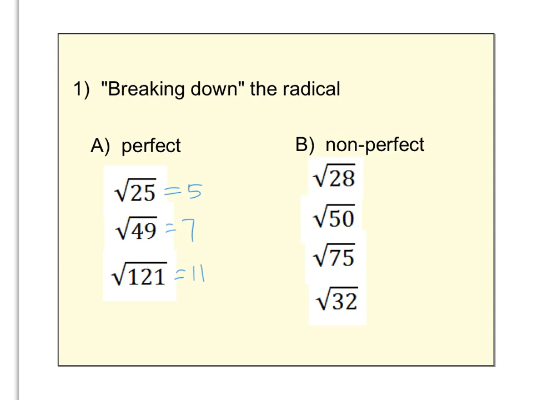So breaking down or reducing or simplifying a perfect square under a radical is pretty easy, but sometimes you're going to get numbers that are not perfect squares. So you can see 28, 50, 75, 32. None of these are perfect squares. These are not perfect squares. So what you're going to have to do is you're going to have to try to simplify this by figuring out, do any perfect squares divide into them? And we'll do some examples of that in a little bit.